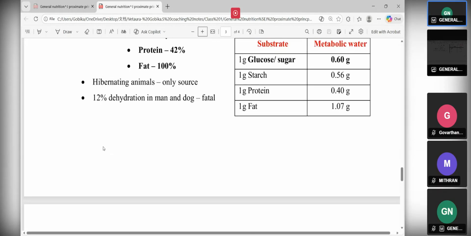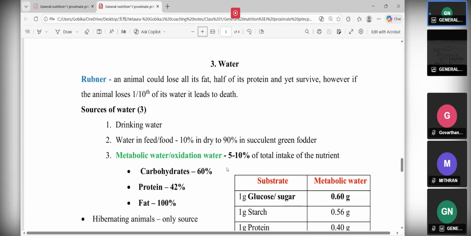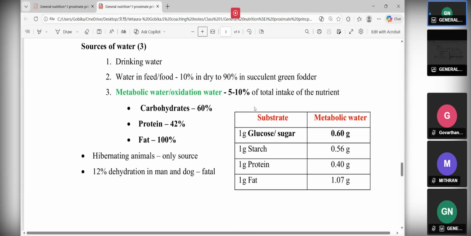So these are all the contents we should cover under water. There is the scientist Rubner, one tenth of the water loss will lead to death. Then three sources of water. Then metabolic water, it is around 5 to 10%. Then the contribution of nutrients in metabolic water. Then the table, how much water each substrate contributes. Then hibernating animals, the only source of water is metabolic water. This much is enough for the water topic in our syllabus.